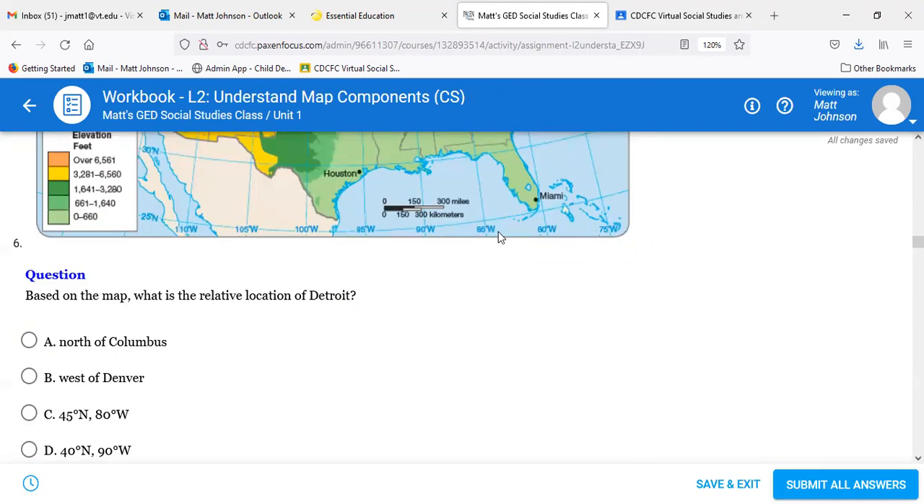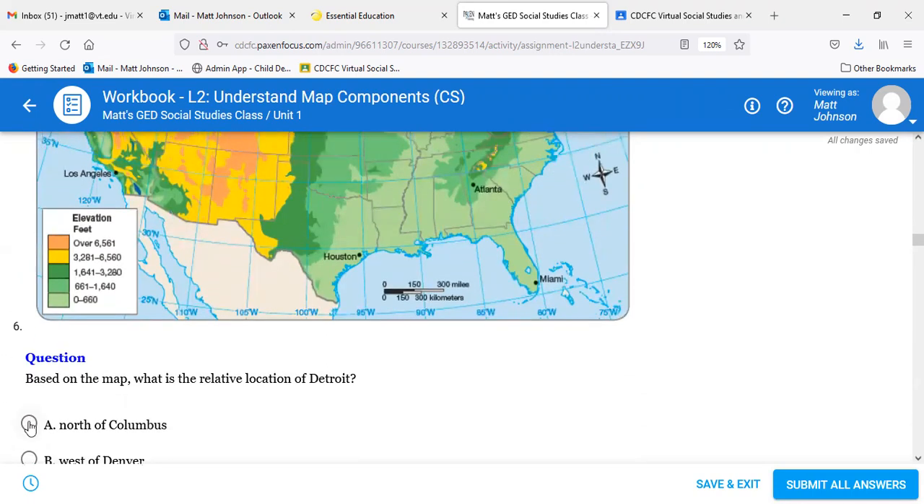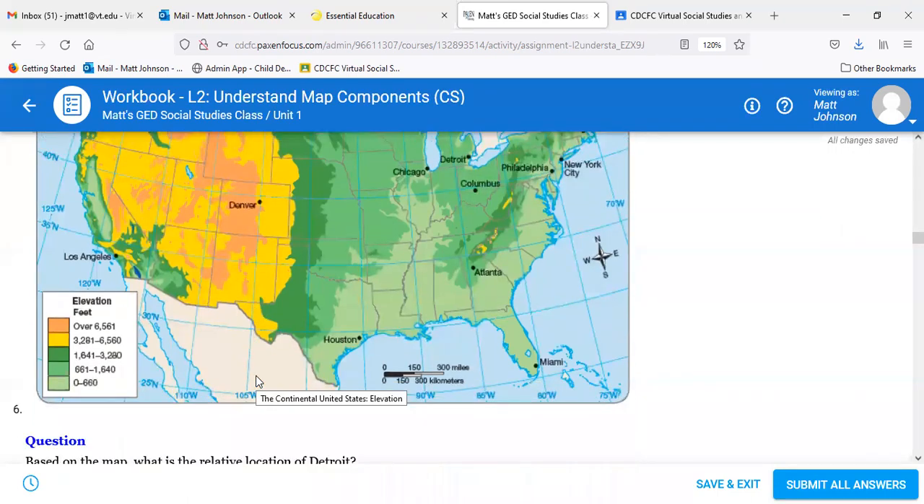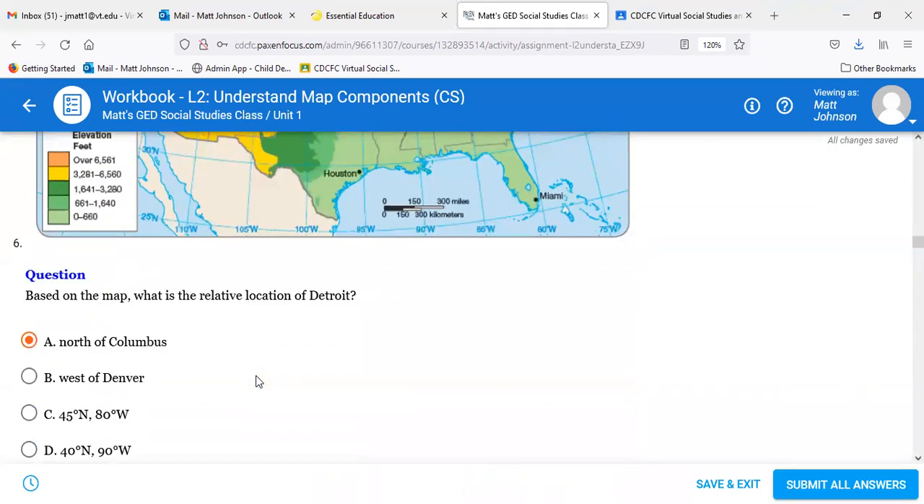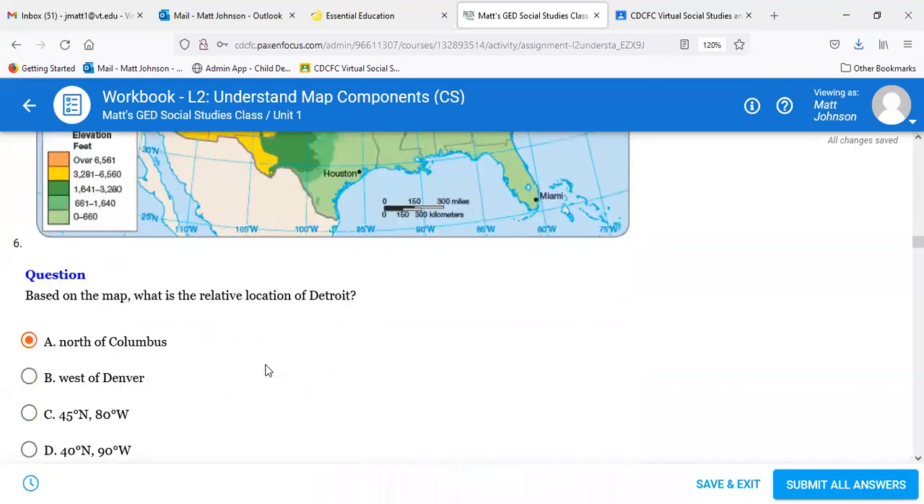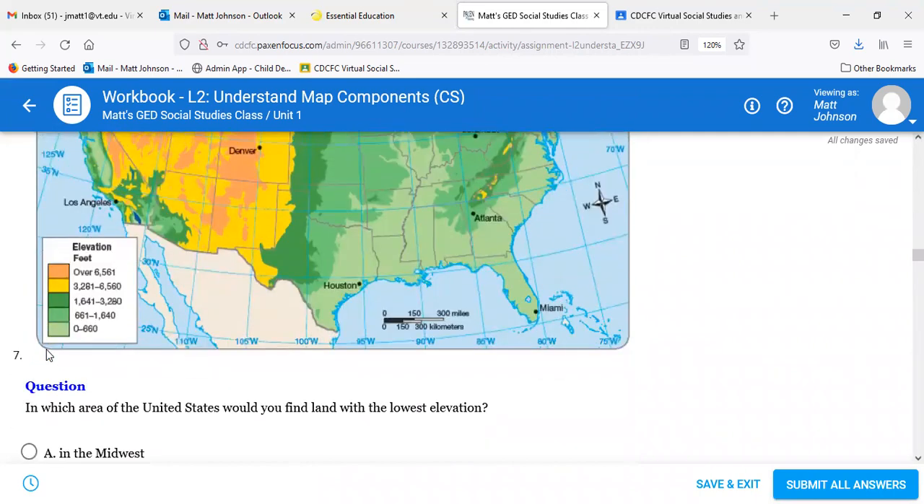Okay. All right. And then based on the map, what is the relative location of Detroit? So relative means it's based on where you are. North of Columbus. Exactly, right? That's straightforward. North of Columbus. Yeah, relative position. So if we were in Detroit, Columbus is south of us. If we were in Atlanta, Columbus would be north of us. So it's all relative.